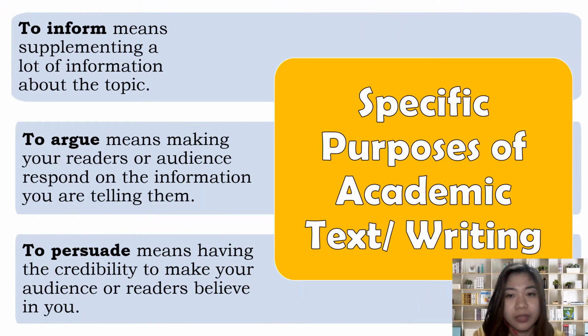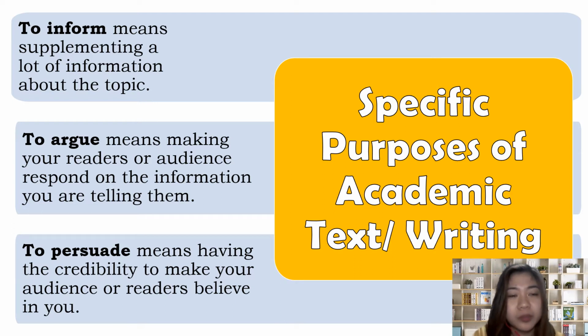Okay, so now let's proceed with specific purposes of academic text or writing. Obviously, in writing an academic text, you must have your specific purpose. We have here three purposes in writing an academic text. The first one is to inform, second is to argue, and third is to persuade. Let us first discuss to inform.